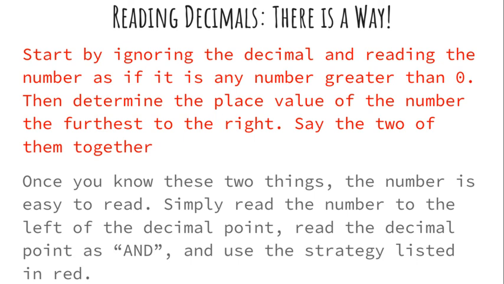Reading decimals. There really is a way, and it's not that hard. It all starts with ignoring the decimal and reading the number just as if it's any other number we've ever read. You start by looking at the number the furthest to the left, and then you just read it along. It helps if you can remember where to put those commas, because then you just say it just like that, and then finally announce the value of the decimal in the smallest place value.